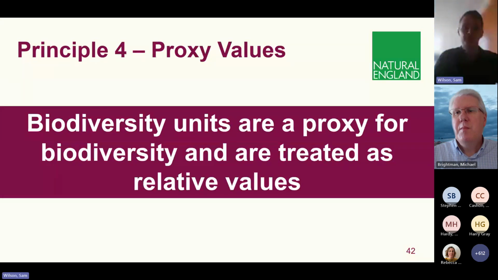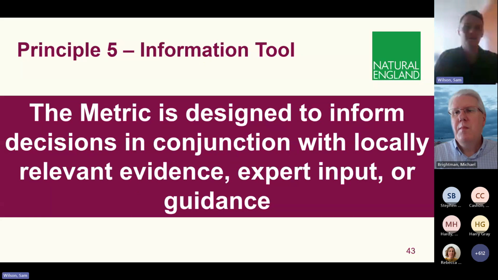Number 4 builds on that, and that's about how the biodiversity units are a proxy value. They're not a direct measure of biodiversity. There's no real way to get a full concrete measure of biodiversity. So we use units as a proxy for that, and they're treated relative to each other. Principle 5, again building on what we've already said, is that the metric is here to inform decisions, not to make them. And it's that important factor of having locally sourced knowledge, relevant guidance and experience, things like that, all feeding into any decisions that are made, rather than just the metric being the only thing that's used.